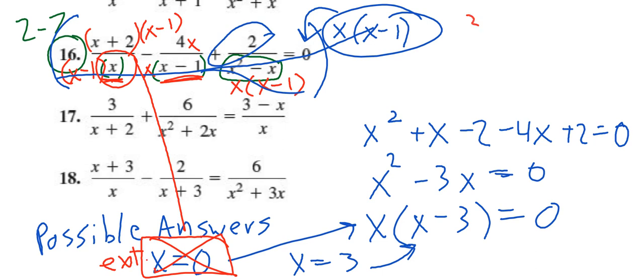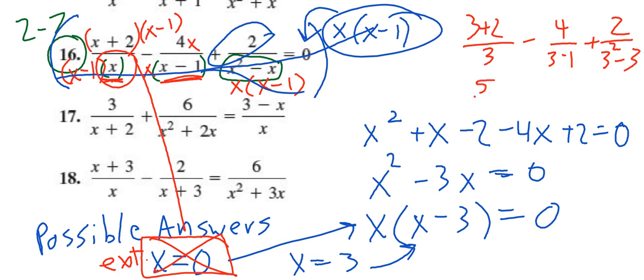So yes, we would have to plug in 3: 3 plus 2 over 3 minus 4 over 3 minus 1, plus 2 over 3 squared minus 3. So what do we got there? 5/3 minus 4/2 plus 2/6. 9 minus 3 is 6. Is that equal to 0? No.